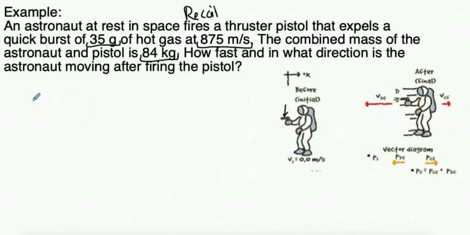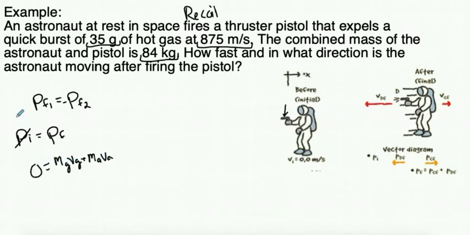So recoil momentum: the final momentum of object 1 is going to be equal to the final momentum of object 2, but negative because they're going in opposite directions. We have to follow the law of conservation of momentum. If we write that out again, remember we have initial equals final, and our initial is going to be 0, and our final is going to be the mass of the gas times the velocity of the gas plus the mass of the astronaut times the velocity of the astronaut. And we can move this around if we want to.